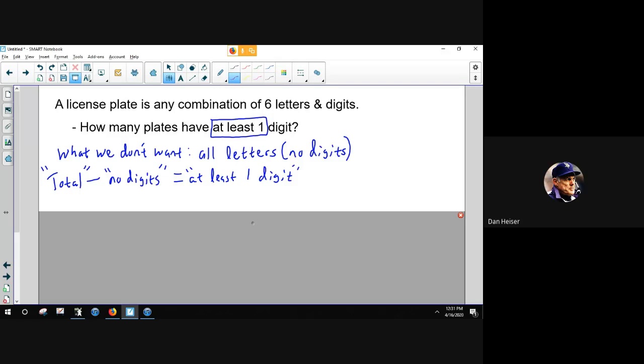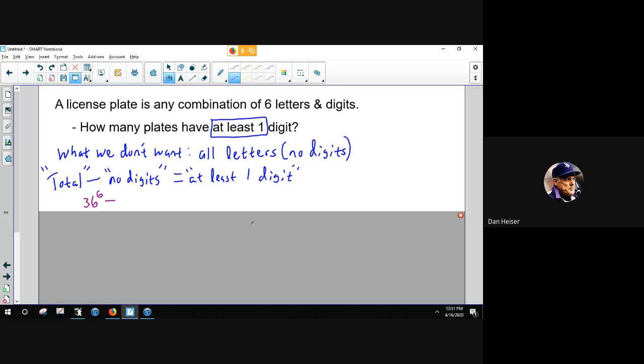Here's the total. So we have letters and digits. We have 26 letters, 10 digits. That's 36 possible characters that can go into each spot. So 36, 36, 36, 36, 36, 36. That's 36 6 times. 36 to the 6th power.